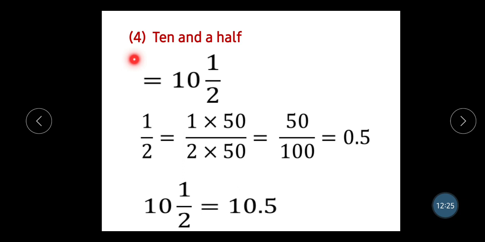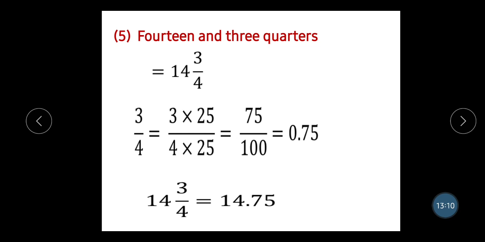Next, fourth one, 10.5. 10 we will write as it is. Half is written as 1/2. Now 1/2 you can either multiply it by 5 or you can multiply by 50. Here I have multiplied by 50. 1 into 50 upon 2 into 50 is equal to 50 upon 100. Here 0, 0 gets cancelled. What remains is 5/10. 5/10 in decimal form is written as 0.5. Now adding 10 plus 0.5 we get 10.5. So 10, 1/2 is equal to 10.5 in decimal form.